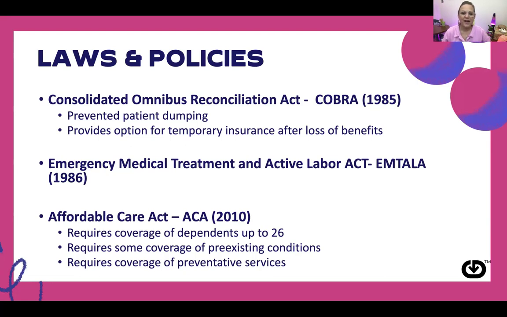Finally, the Affordable Care Act, which was enacted by President Obama, requires coverage of dependents up to 26. It used to be, I think it was 18 or 21, it was much lower. It requires some coverage for pre-existing conditions and requires coverage now for preventative services. So it expanded coverage for millions of Americans.